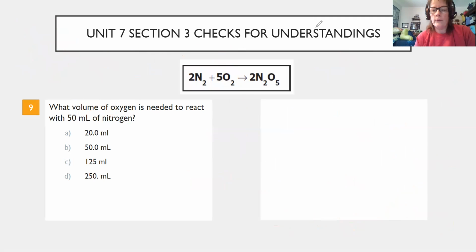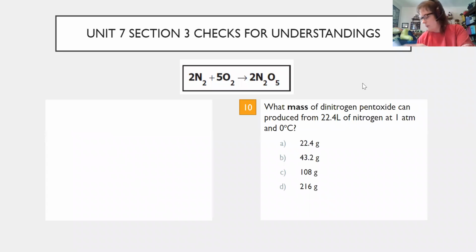All right, our next one's a little easier. To the next page here. There we go, number 10. This is the last problem for this section of the notes. What mass of dinitrogen pentoxide can be produced with 22.4 liters of nitrogen?